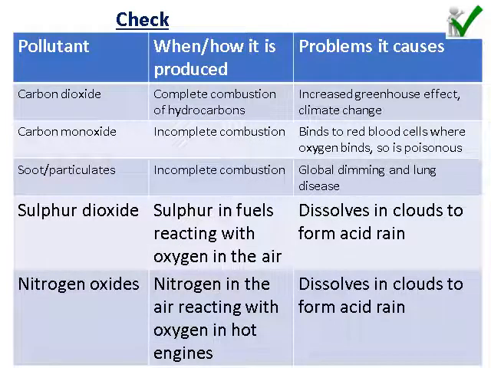Check your answers. So sulfur dioxide is coming from the sulfur in fuels reacting with oxygen, and it forms acid rain. You can be really specific and say acid rain, brackets, sulfuric acid. And nitrogen oxide is slightly different. It's the nitrogen in the air reacting with oxygen, and that's happening in hot engines in cars. But nitric acid is formed from nitrogen oxides, not sulfuric.